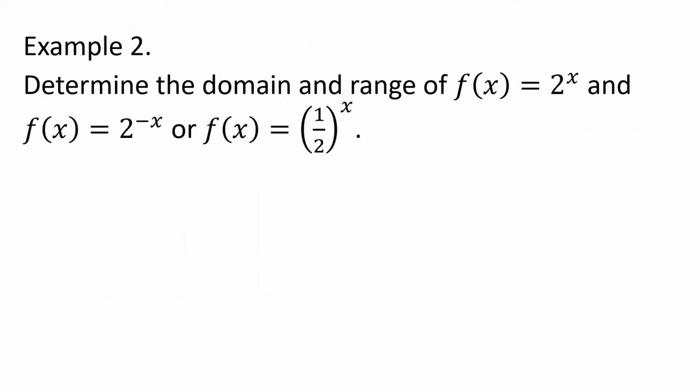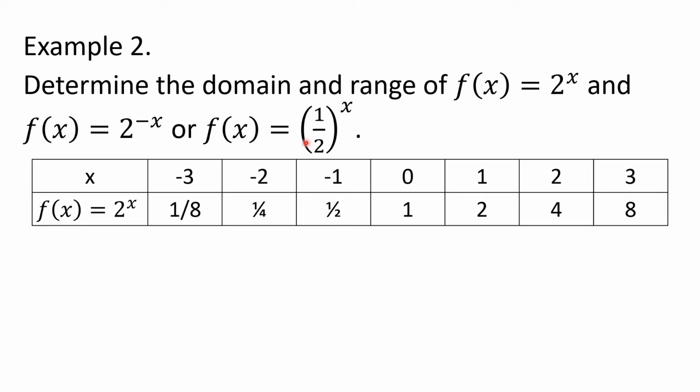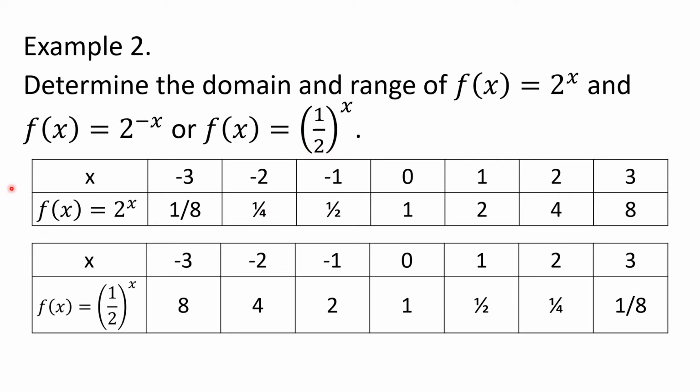Example 2. Determine the domain and range of f of x equals 2 to the x and f of x equals 2 to the negative x, or f of x equals 1/2 raised to the x. So these two equations refer to the same function. In the previous lesson, we learned that this is the table of values for the first given equation, and for the second, this is the table of values.